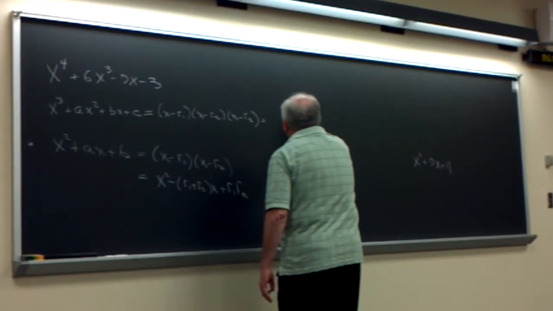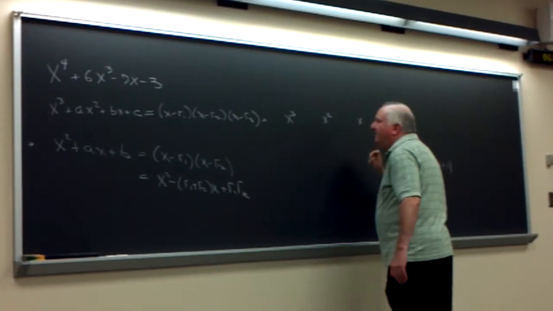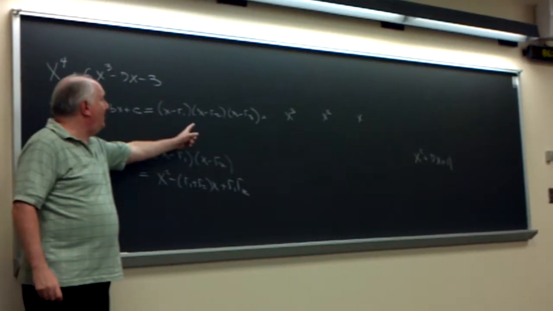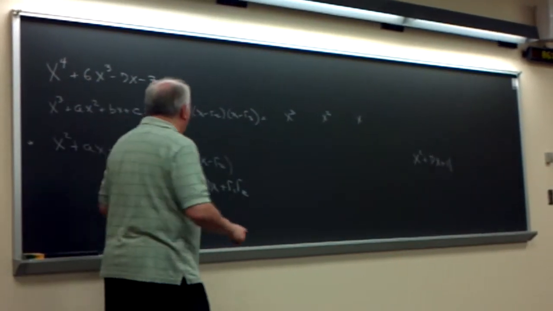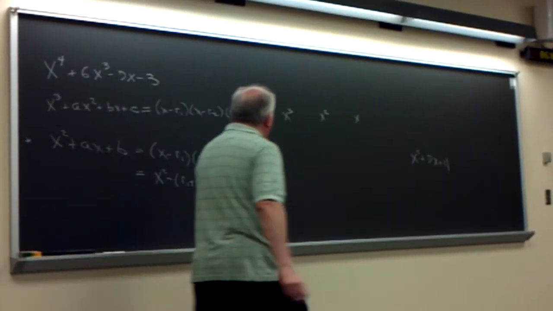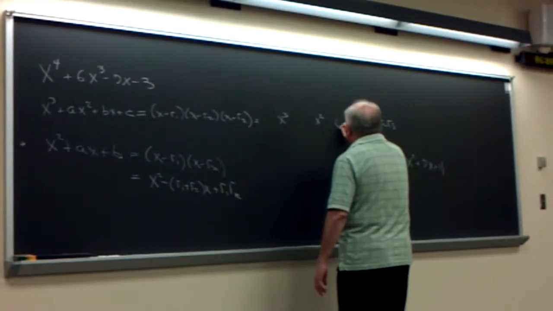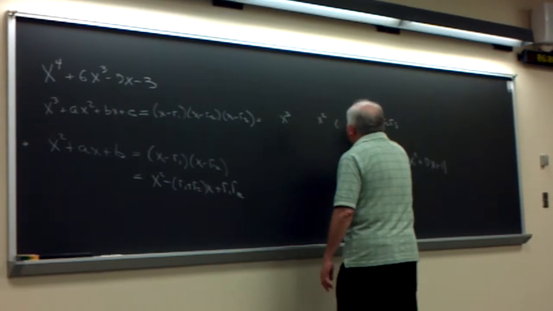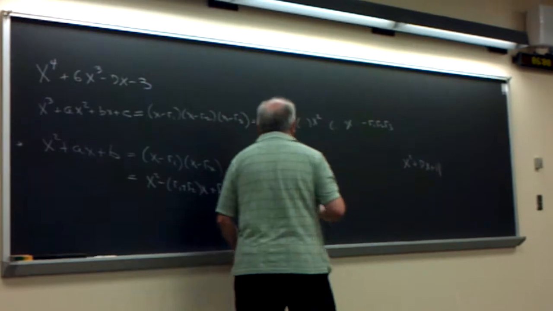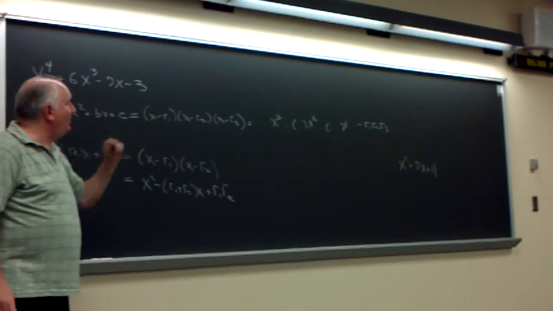So we've got the x cubed term. Well, I'll write down all the terms. The coefficient of x cubed is easy. What's the coefficient of x cubed? 1. What's the constant term? The coefficient of x is very easy to get. The constant term is very easy to get.